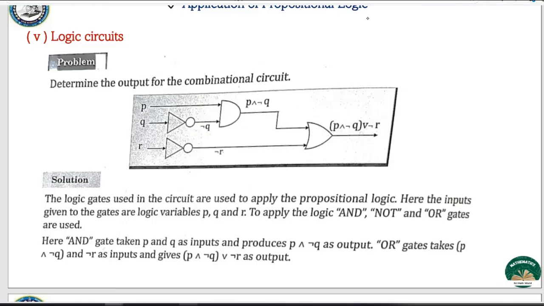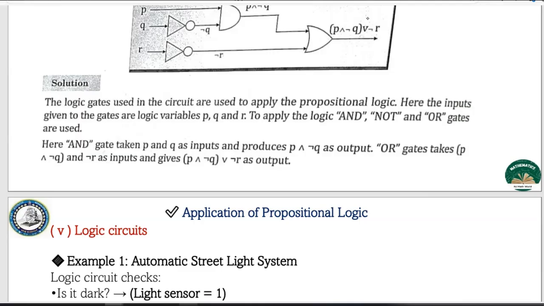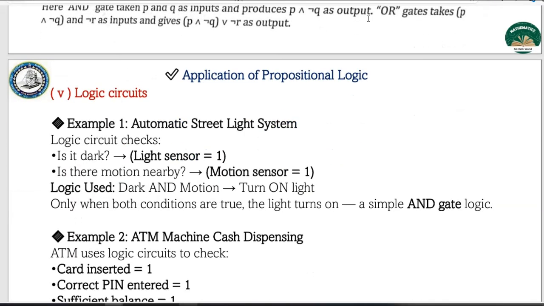So PQR values are there. If P is off and Q is off, then P and negation Q will give you P and negation P or negation Q. So these are the values. The logical gates used in the circuits are used to apply propositional logic. Here the inputs given to the gate are logic value variables P, Q and R. To apply the logic, NOT, AND and OR gates are used. Here the AND gate takes P and Q as input and produces P and negation Q as output. The OR gate takes P and negation Q and negation R as input and gives P and negation Q or negation R as output. So now we have logical circuits.